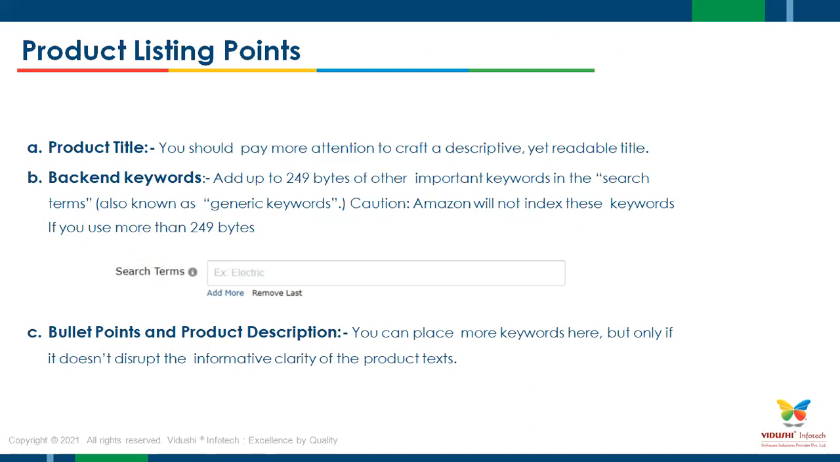We can add up to 249 bytes of other important keywords in search terms. It is also known as generic keywords. But we have to take precaution. If you use more than 249 bytes, Amazon is not going to index those keywords. It is a little bit technical term.